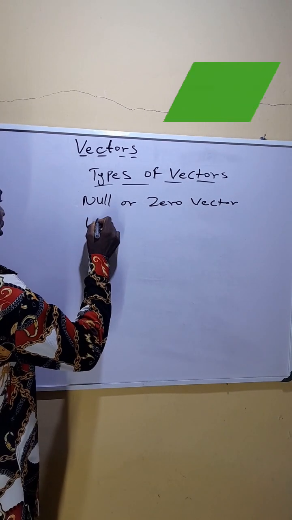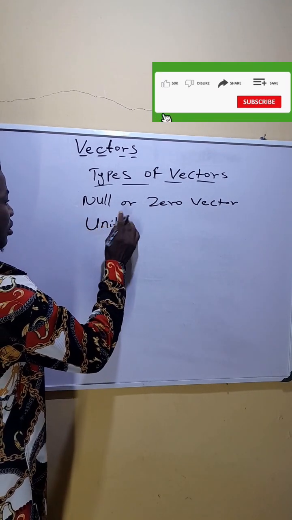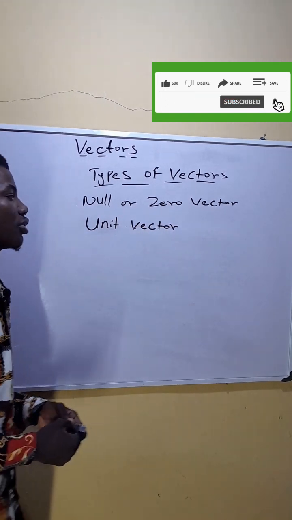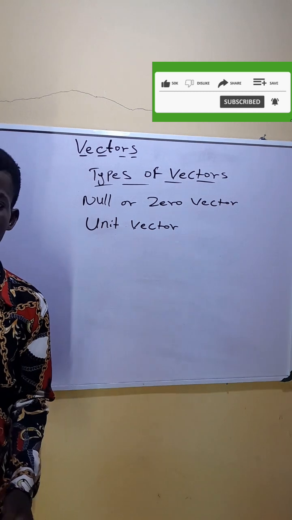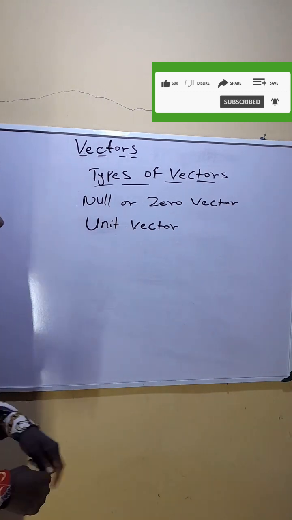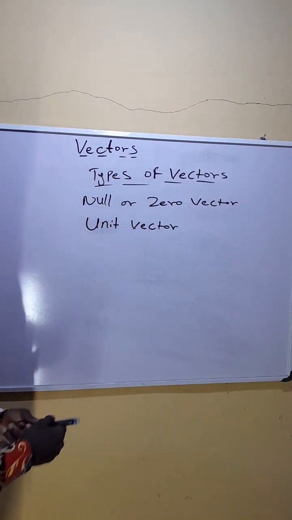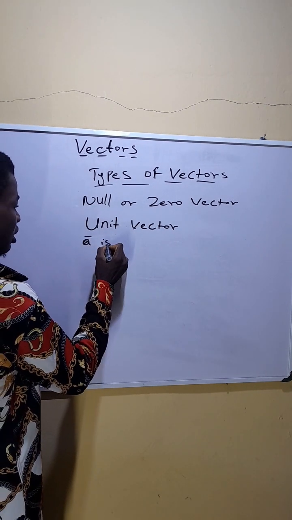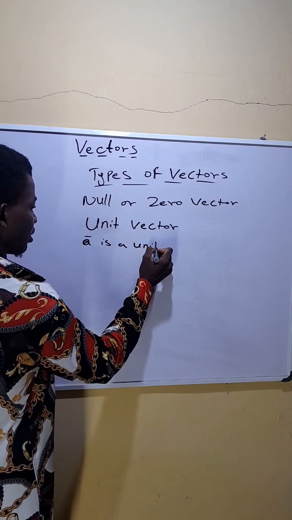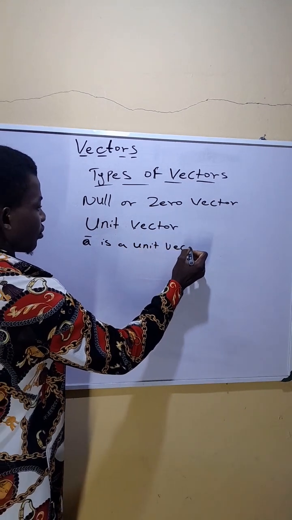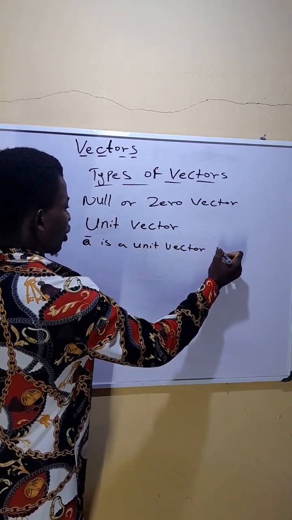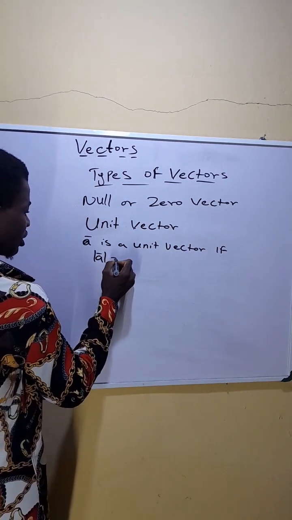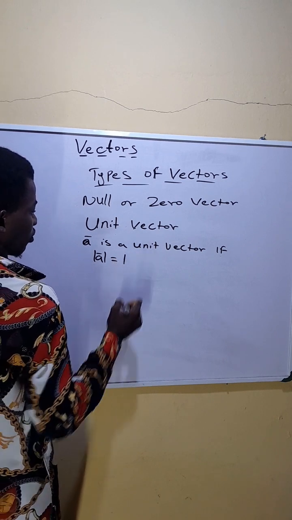Next one is the unit vector. A unit vector is a vector with magnitude 1. That is, A is a unit vector if the magnitude of A is equal to 1.